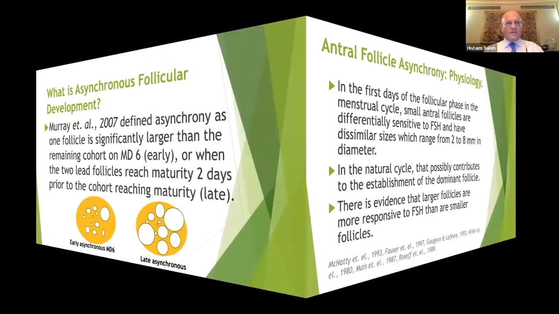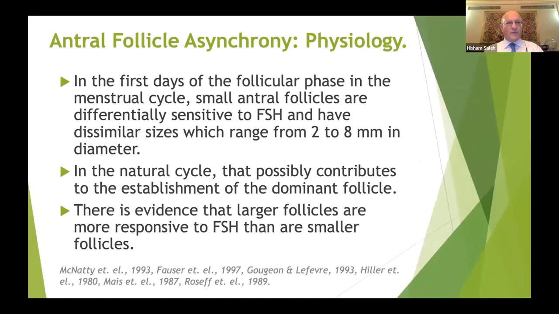So what is the physiology? What is the cause of antral follicular asynchrony? In the first days of the follicular phase in the menstrual cycle, small antral follicles are differentially sensitive to FSH and have dissimilar sizes, which range from 2 to 8 millimeters in diameter. In the natural cycle, this possibly contributes to the establishment of the dominant follicle.